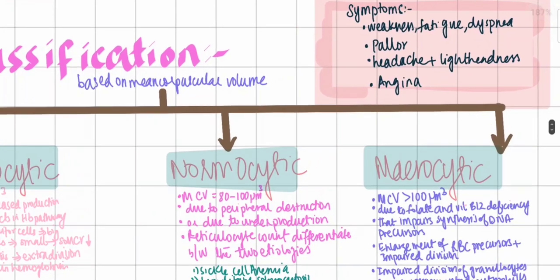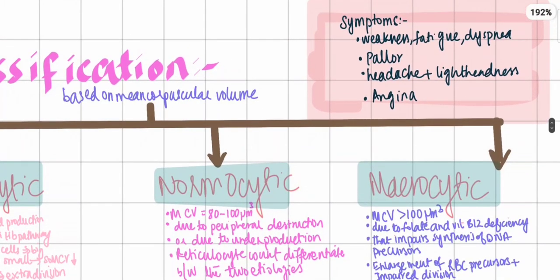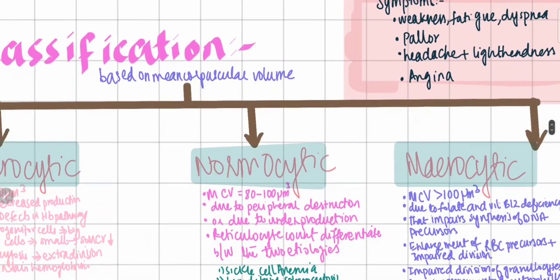Okay, then the generalized symptoms of all anemias. We have weakness, fatigue, dyspnea, pallor, headache, lightheadedness, and angina. And angina is mostly in patients who already suffer from acute coronary syndromes.